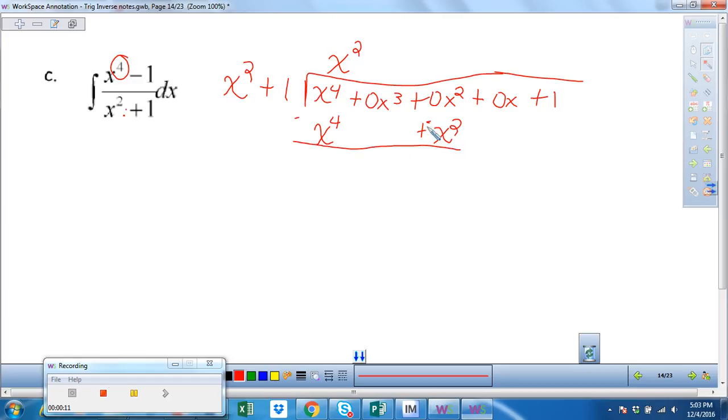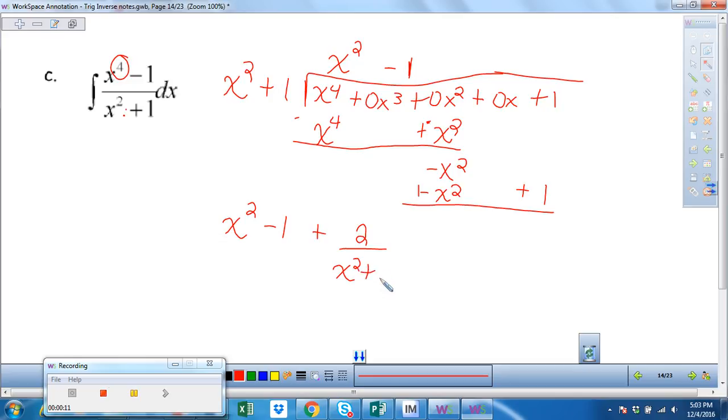And subtracting that, I get negative x squared. So x squared goes into negative x squared 1 time. And then that's going to give me negative x squared minus 1. Subtract, so I get x squared minus 1 plus 2 over x squared plus 1. Okay, there we go. All right, so integrating this, now I have to integrate all of this.